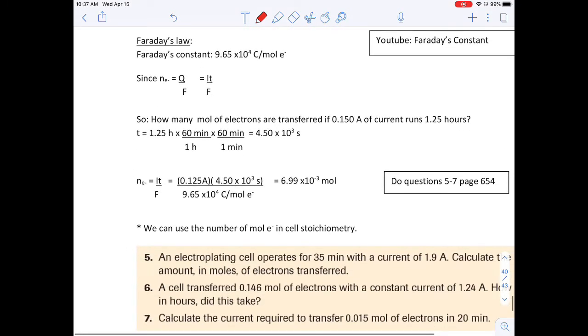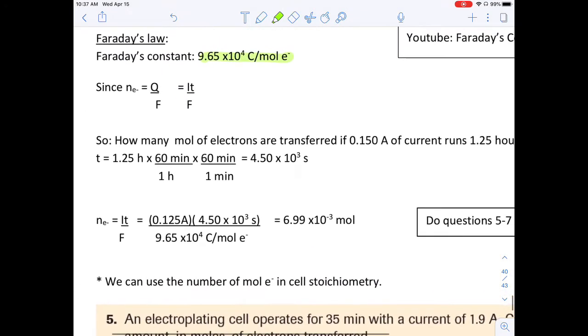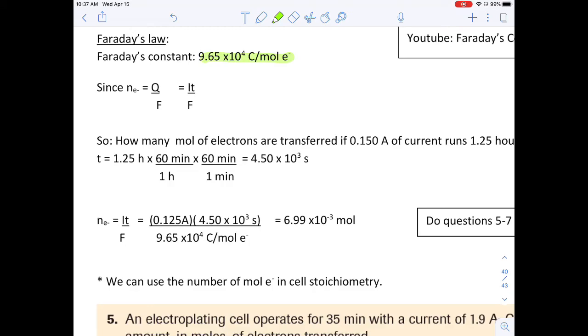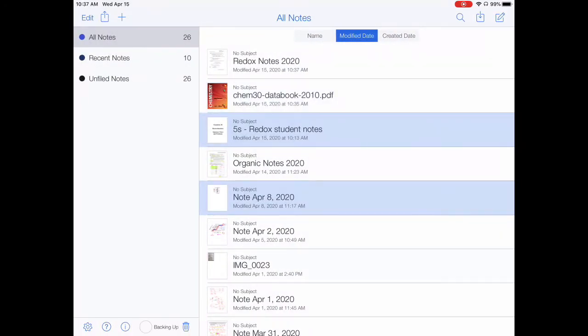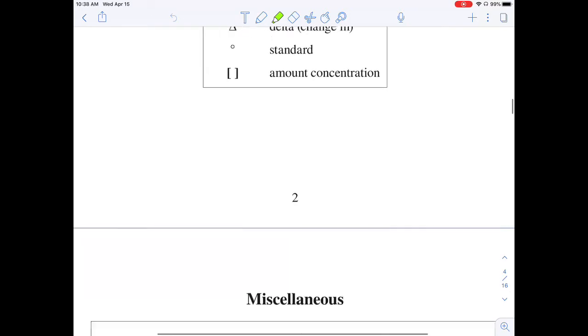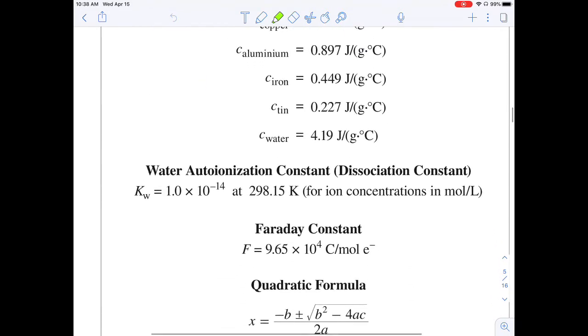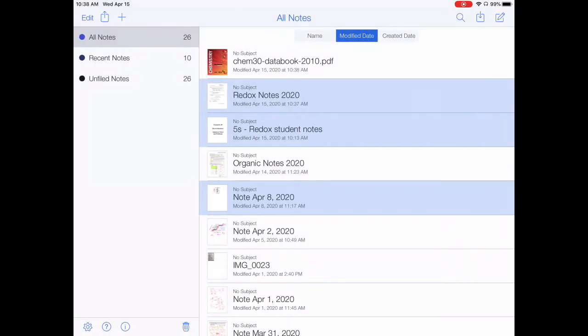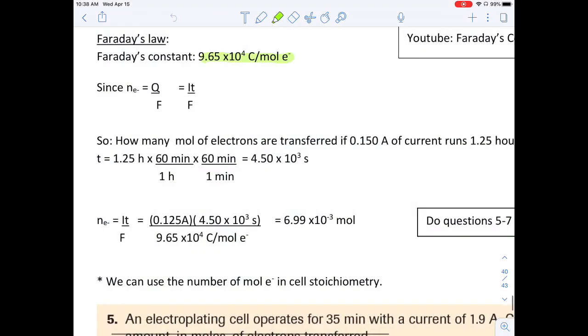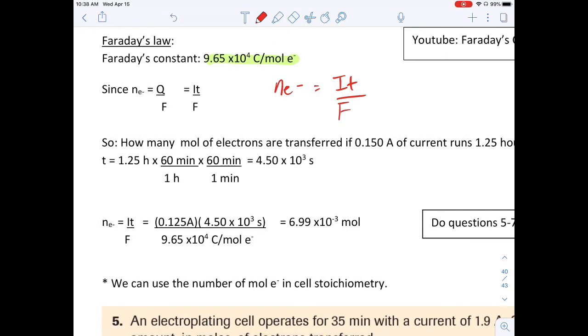So that brings us to Faraday's law, which uses Faraday's constant. Faraday's constant is 9.65 times 10 to the 4 coulombs per mole of electrons. We can find that number in our data booklet as well, in this miscellaneous set of facts. Faraday's constant makes the connection between charge and the number of moles of electrons. So the number of moles of electrons equals current times time, because that's Q, divided by Faraday's constant.